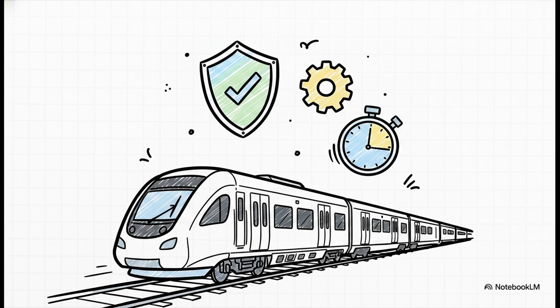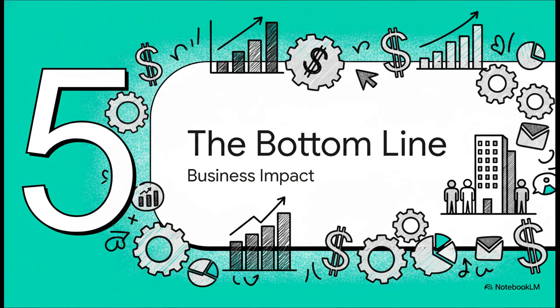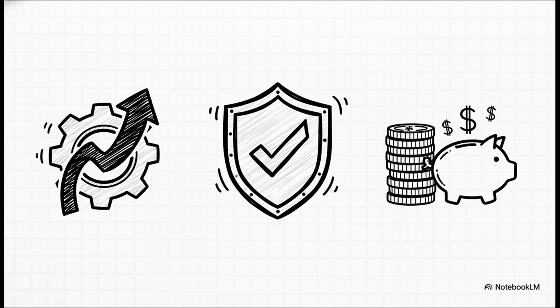Which brings us to Section 5, the bottom line. So why does all of this actually matter to us? Well, this isn't just about making maintenance a little easier. It dramatically boosts operational performance across the entire enterprise. It ensures that critical safety and compliance standards are always met automatically. And of course, it saves organizations serious money by extending asset life and preventing those catastrophic system-wide failures.